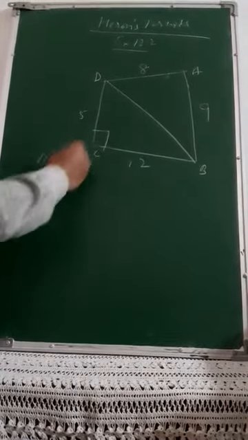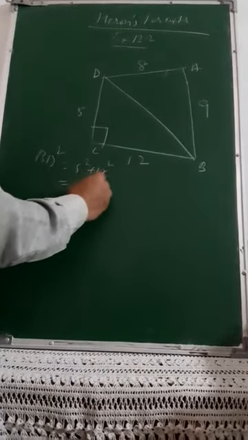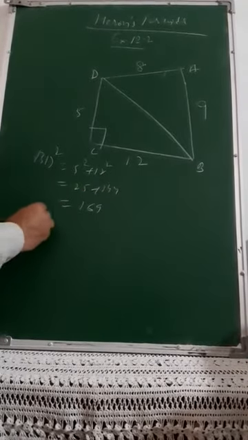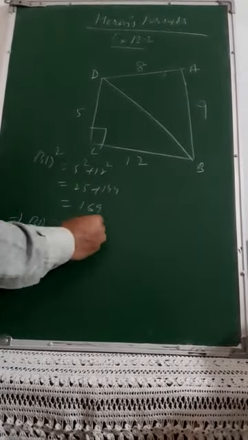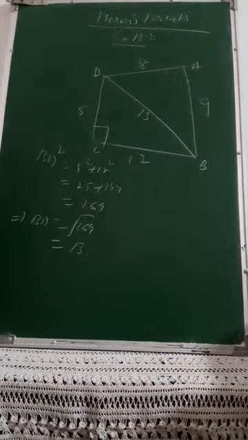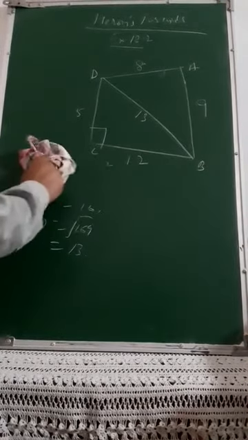Here BD square will be equal to 5 square plus 12 square, and I know this is 25, this is 144, will make it 169. So 169, when is a perfect square? If I get the square root, definitely 13 will be there. Now I have to calculate the area of this quadrilateral.